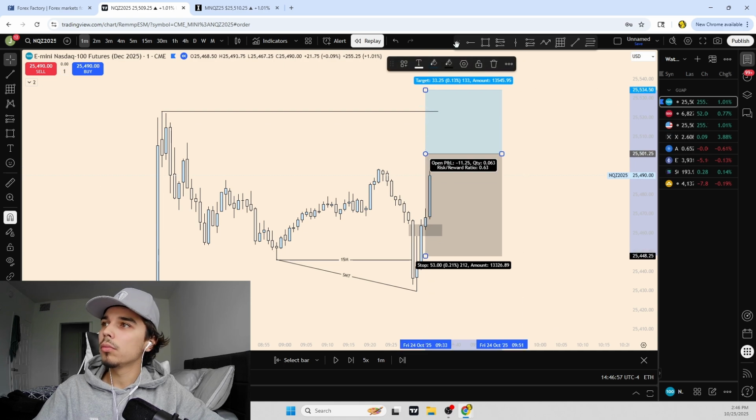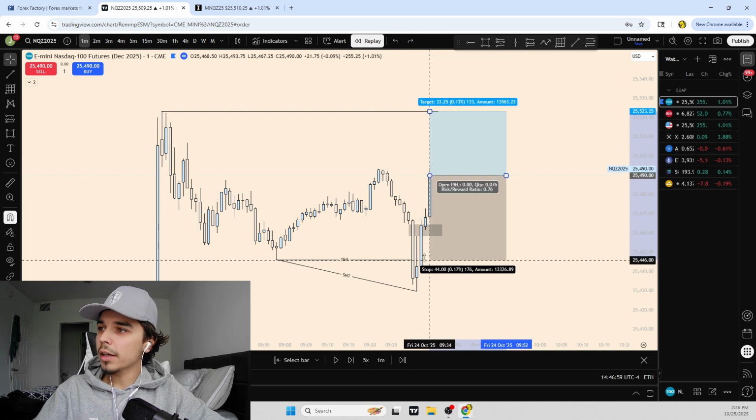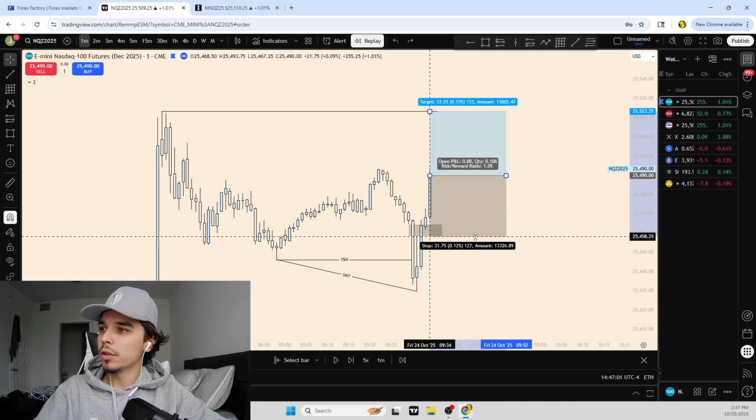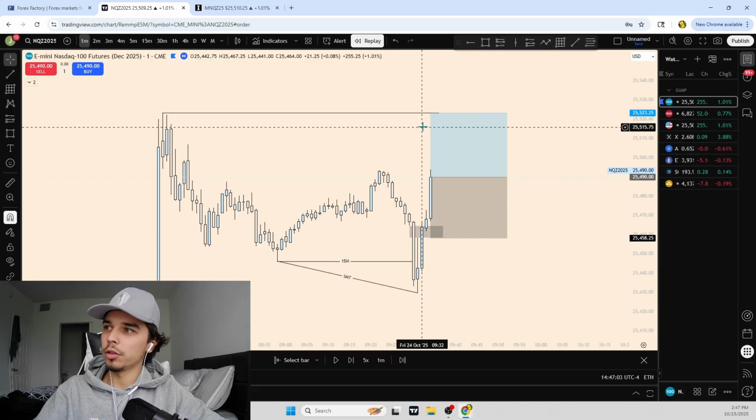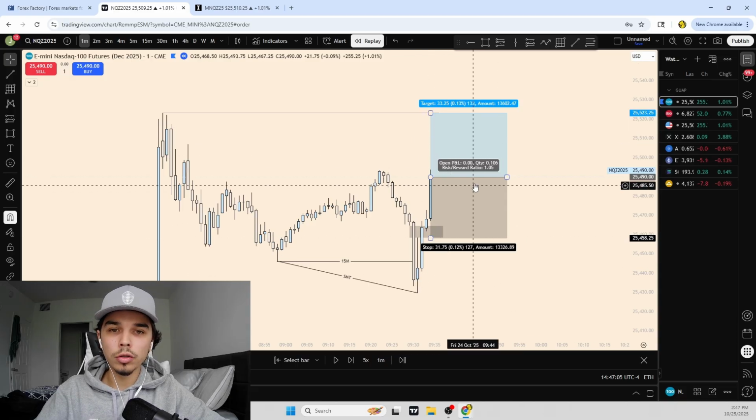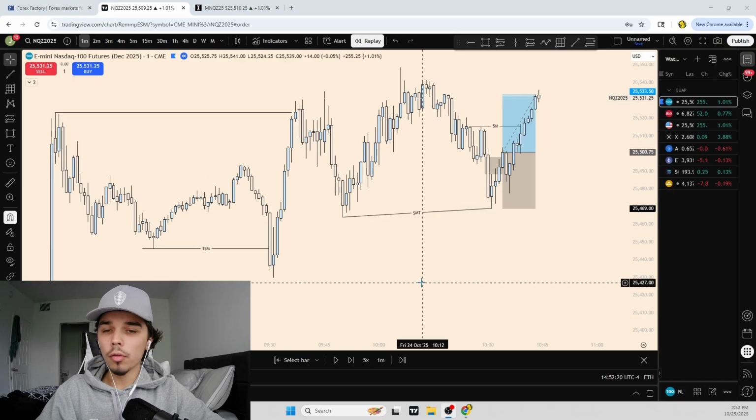Well, give me one second. Then I can just go ahead and put it right below this 1 minute gap, which will give me a 32 point stop loss, and I still have a 1-to-1 on this trade. Moving on over to example number 2.